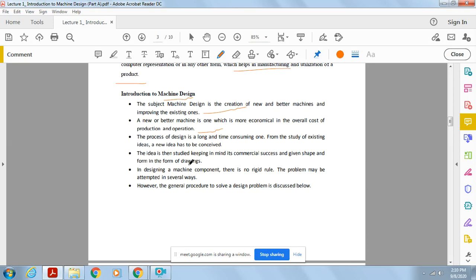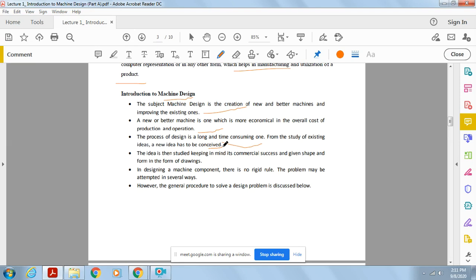Then the third concept: the process of design is a long and time consuming one. From the study of an existing idea, a new idea has to be conceived. That is a very important thing, that design is not a very short term process. It takes a lot of time. We need to give more and more of our concept, our ideas, our mathematical formulations, our drawing capacity. So a lot of things are required while designing.